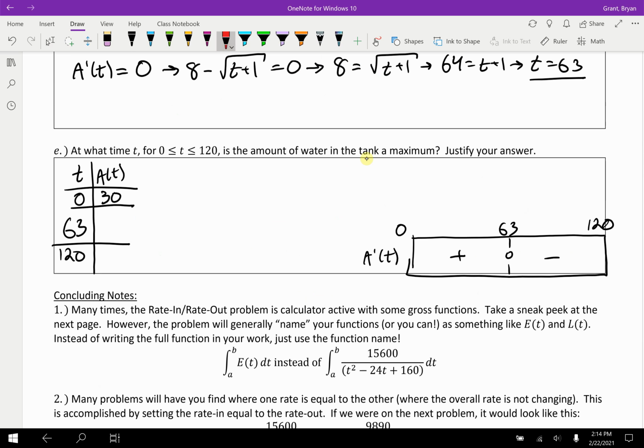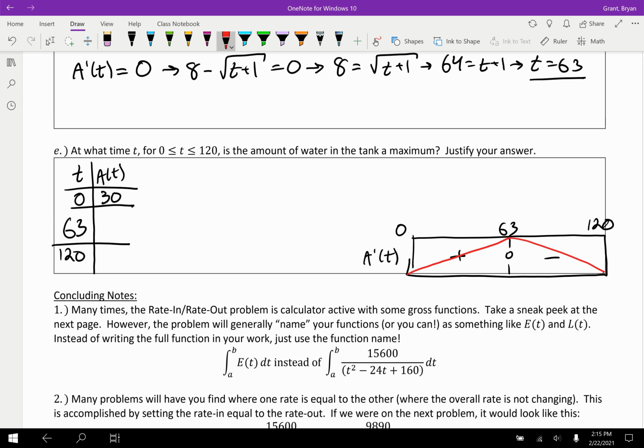If you look at my sign chart, this tells us that A of t will increase and then decrease. So based on my sign chart, is there a way to tell what time the amount of water will be a maximum? Well, visually, yeah, 63 has to be the largest, right? I don't know which one's the smallest, either 0 or 120, but the largest is very obvious here. And this is a pretty common little trick on these rate in, rate outs where you can kind of just get by with a sign chart and a justification as well.